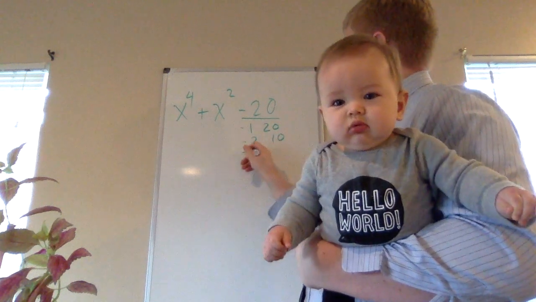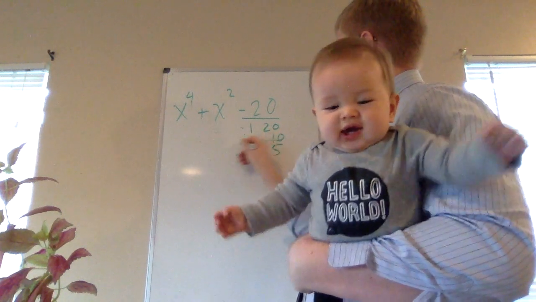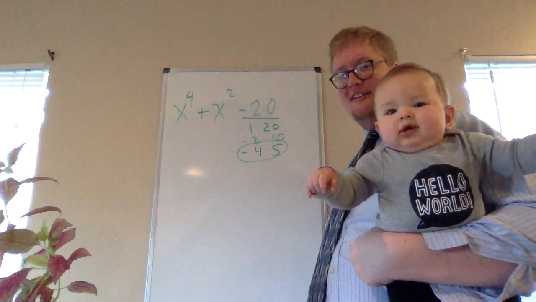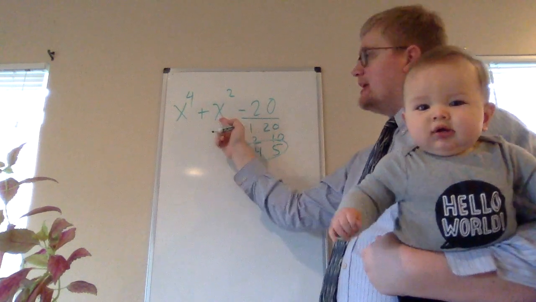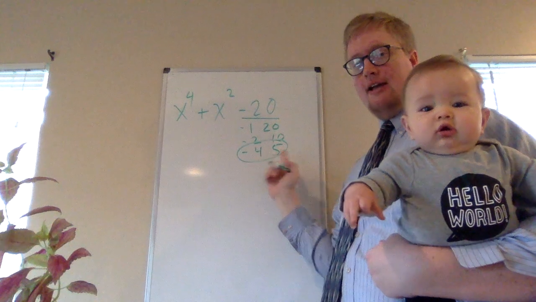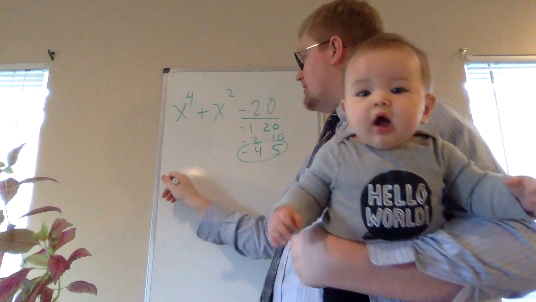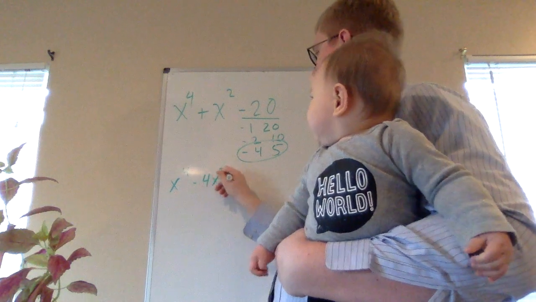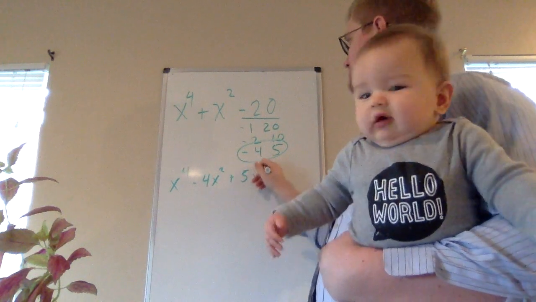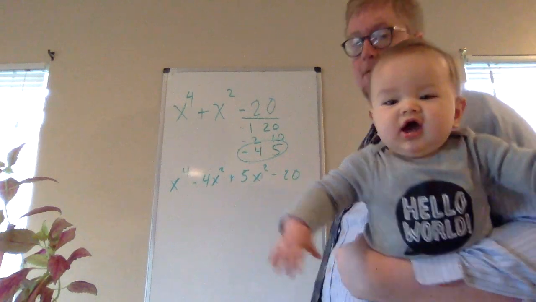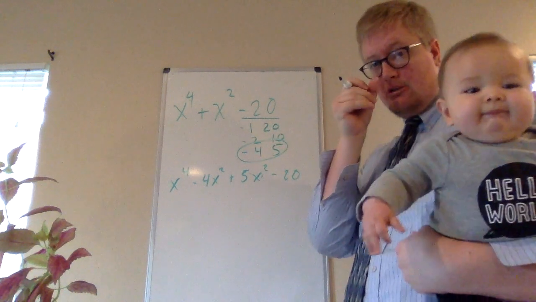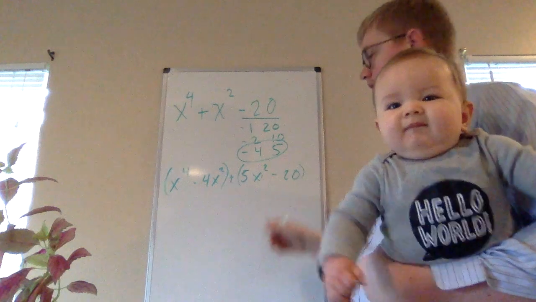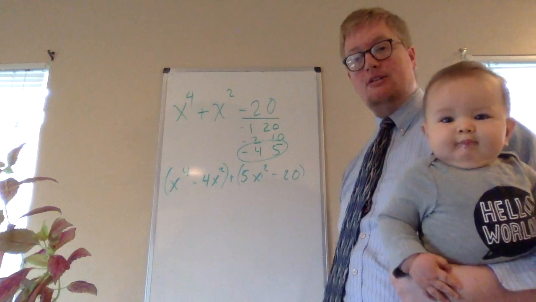And then negative 4, positive 5, and those are the ones I'm looking for. So I'm going to split up my middle term into negative 4x squared and 5x squared. So I've got x to the 4th minus 4x squared plus 5x squared minus 20. So I've split my middle term according to my magical numbers, and I group them. I know it looks a little bit different, but the process is still the same.